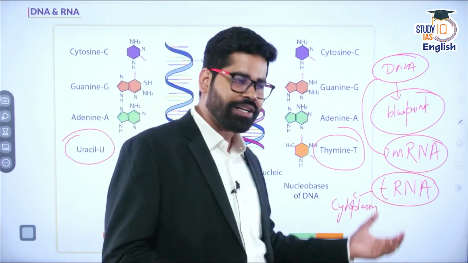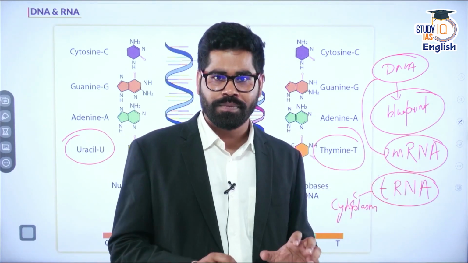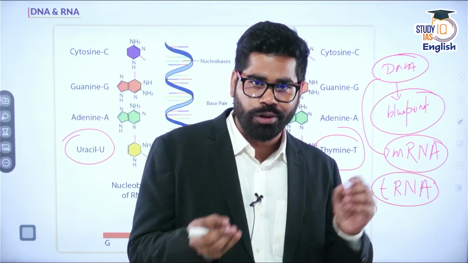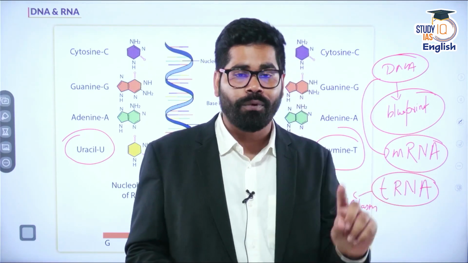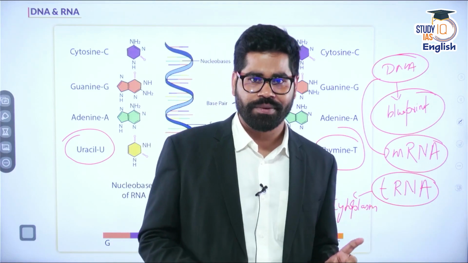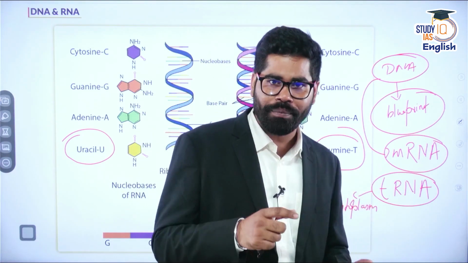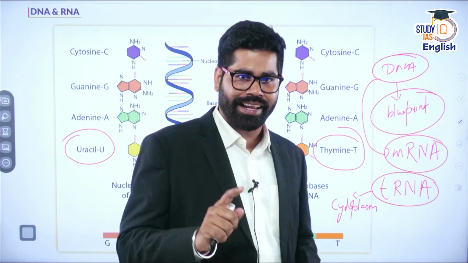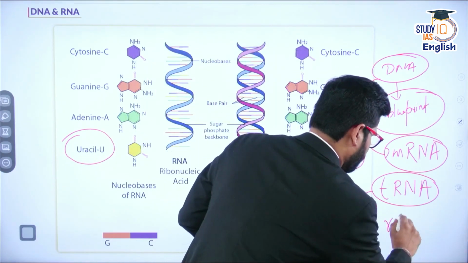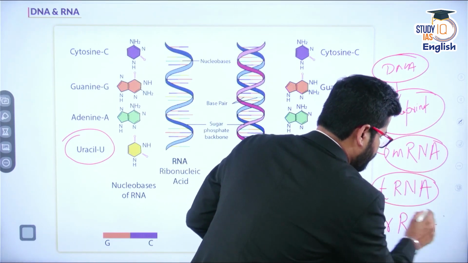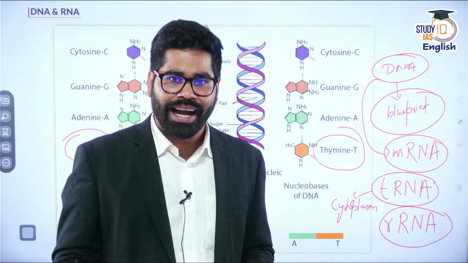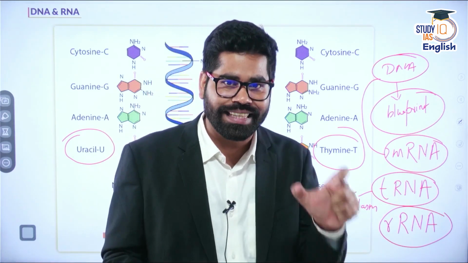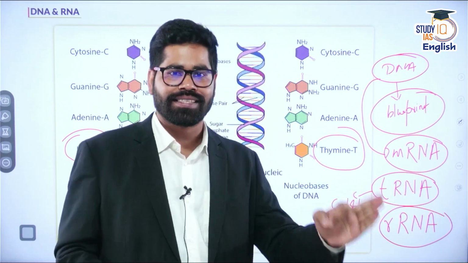So this transport RNA, which is present in the cytoplasm, its responsibility is to collect all those substances, all those raw materials which are required for the synthesis of the protein. And it will carry those raw materials to the ribosome. Now there is a third RNA that is called rRNA, ribosomal RNA, and this ribosomal RNA is responsible for the actual synthesis of the protein inside the ribosome.